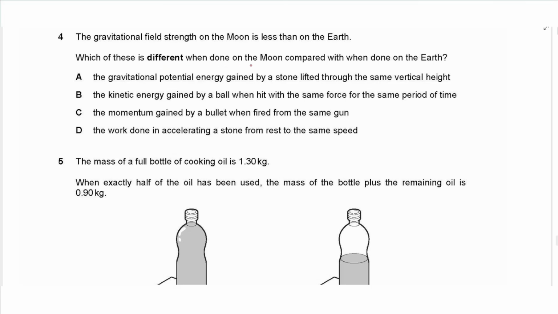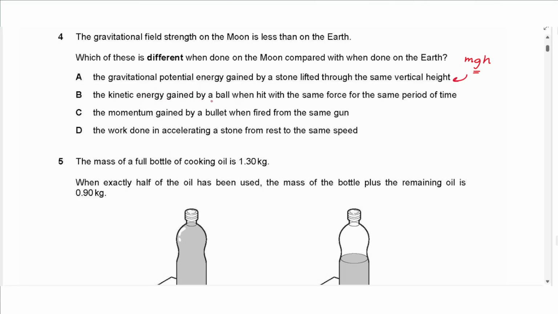Question 4 says the gravitational field strength on the moon is less than on the Earth. Which of these is different when done on the moon compared with when done on the Earth? So we have the gravitational potential energy gained by a stone lifted through the same vertical height. So potential energy is mgh. It depends on the gravitational field strength. So that would be different.